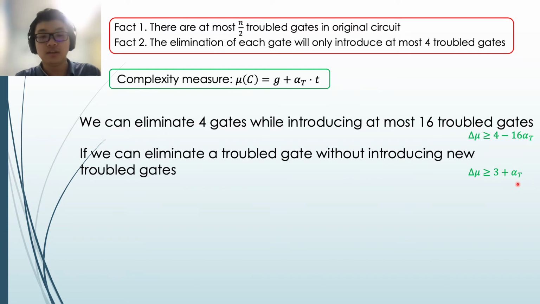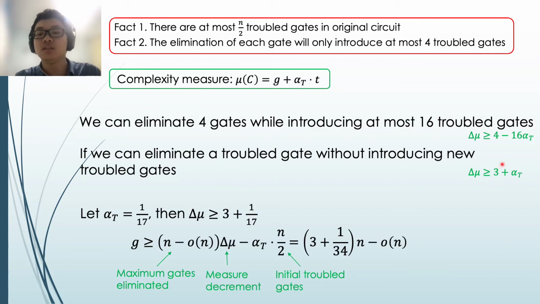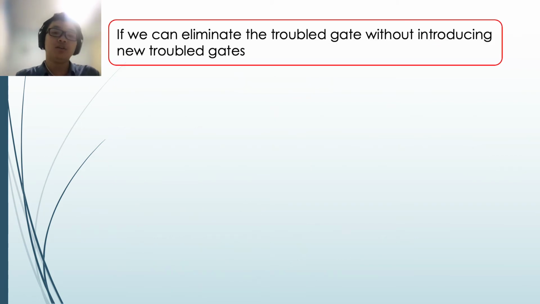So in total, we decrease the complexity measure by 3 plus alpha t. If this can be done, then we can let alpha t be the constant maximizing both of these two values, and we can argue that initially the number of gates must be greater than 3 plus 1 over 34 minus little n. But this lower bound is only true when we can prove this statement: we can eliminate the trouble gate without introducing new ones.